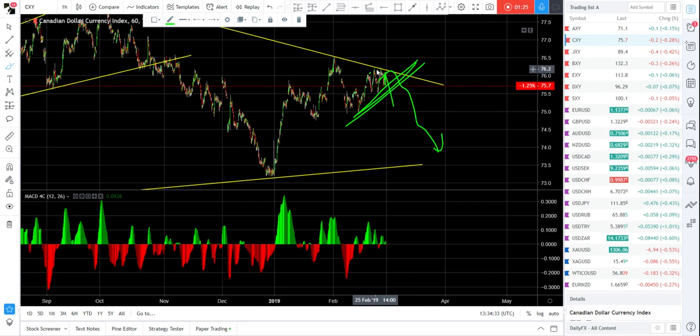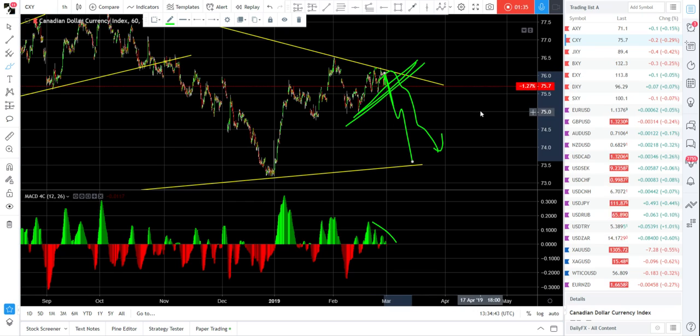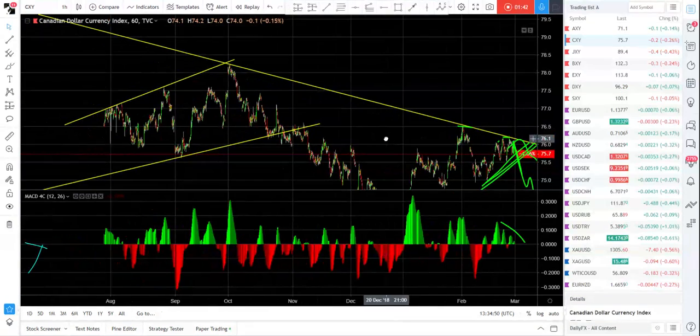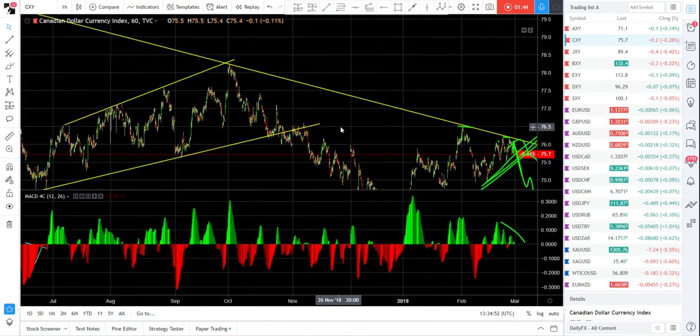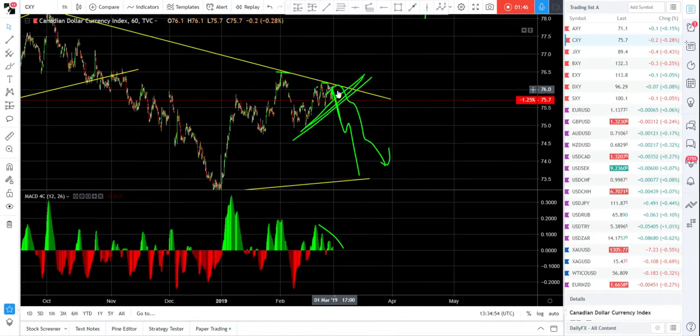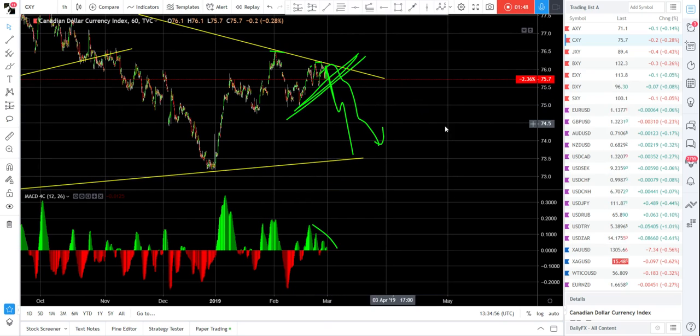But it looks like we've got a bit of an ending diagonal going on there, guys. We've got divergence here, so we're looking for the CAD to drop. Today's GDP figures could be the catalyst that makes it go. It's also nailed up against this larger trend line, and this is a pretty good trend line here. Price will come back up to it. Looks like it wants to drop, guys. So how do we take advantage of it?